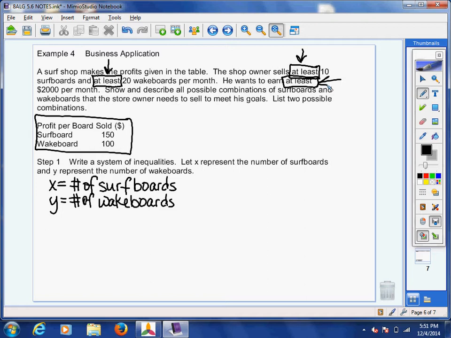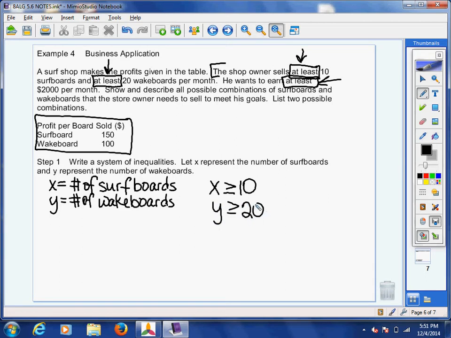Let's start with the number of surfboards, okay? Look at the second sentence right here. The shop owner sells at least 10 surfboards. At least is a minimum, okay? At least is not the maximum they sell every month. That's the minimum every month. So remember, X is the number of surfboards, so our first inequality is going to be X is greater than or equal to 10. That's at least 10 surfboards right there. Okay, let's move to the wakeboards. Same sentence. They also sell at least 20 wakeboards.